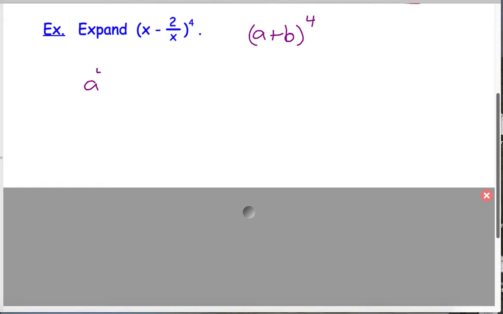So I'm going to have a to the fourth, b to the 0, and then I'm going to have a to the third, b to the first, and then I'll have a to the second, b to the second, and then a to the first, b to the third, and finally a to the 0, which is 1, and b to the fourth. Now let me put the coefficients in front of there from Pascal's triangle.